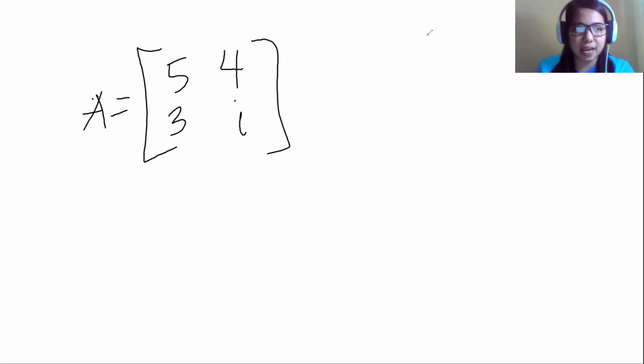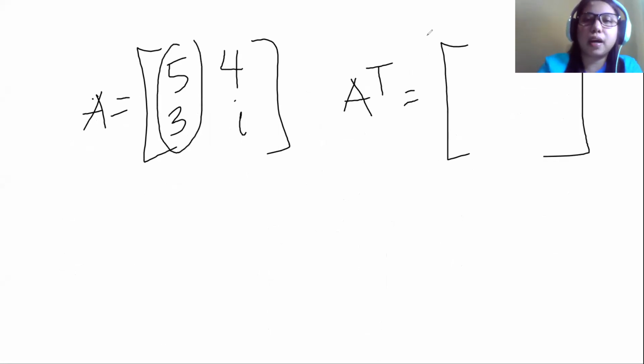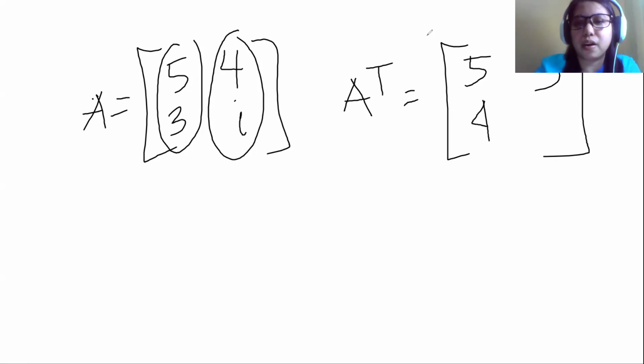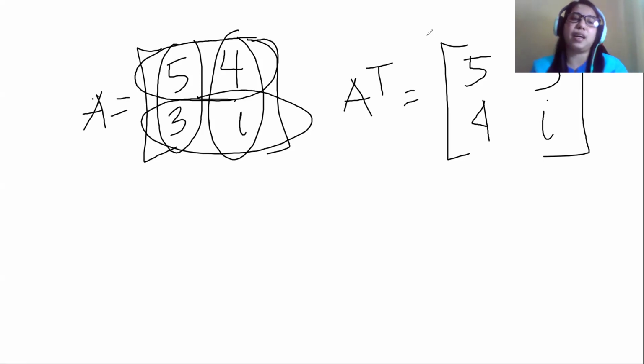So just to review, if this is A, the transpose is, we will just swap the elements in our columns and our rows. So this will become elements of our column, and this will become the elements of our row. So we have 5, 4, 3i. So we will just reverse its position. Or you can also see it this way. So 5, 4 is now the new entry in the first column, and 3i is the new entry in the second column. So the entries in the first row becomes the entries in the first column when it is transposed.